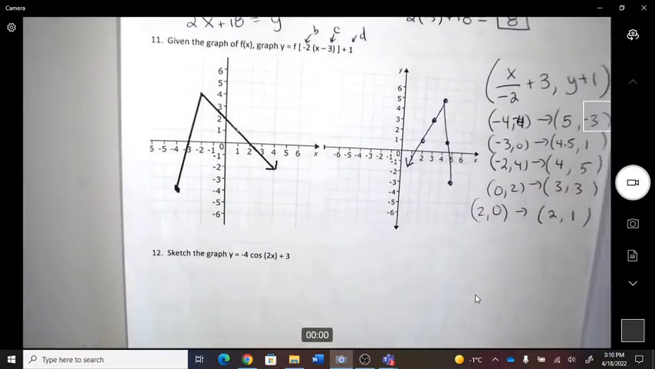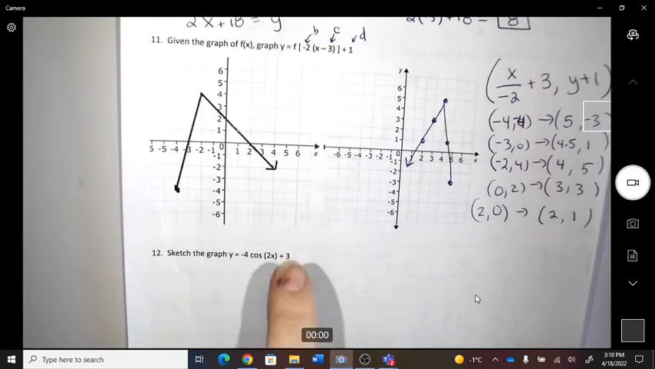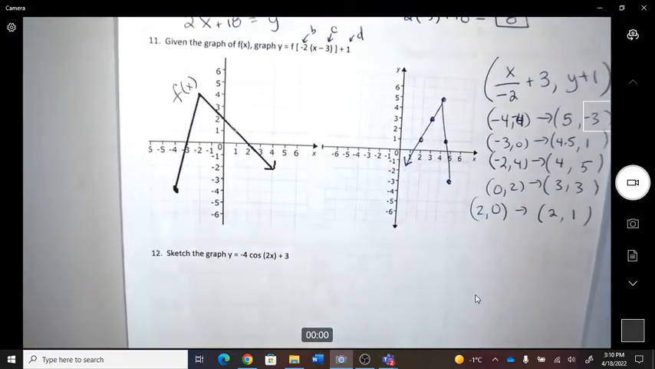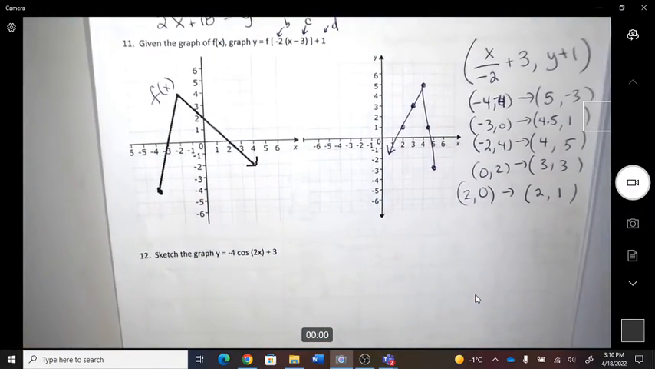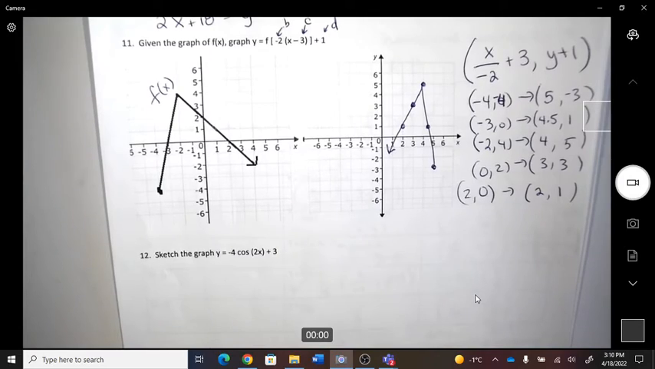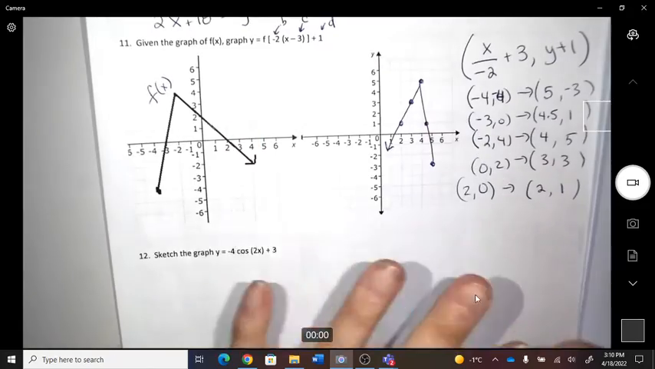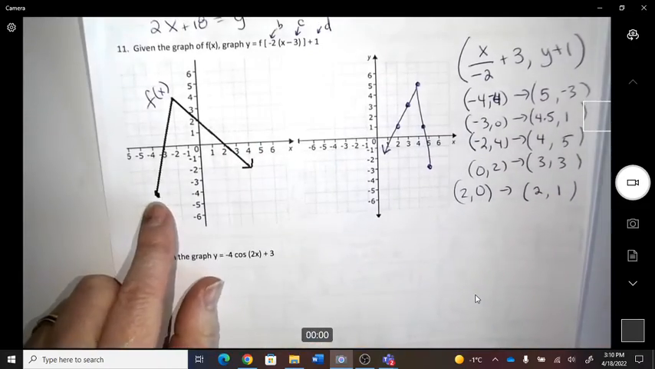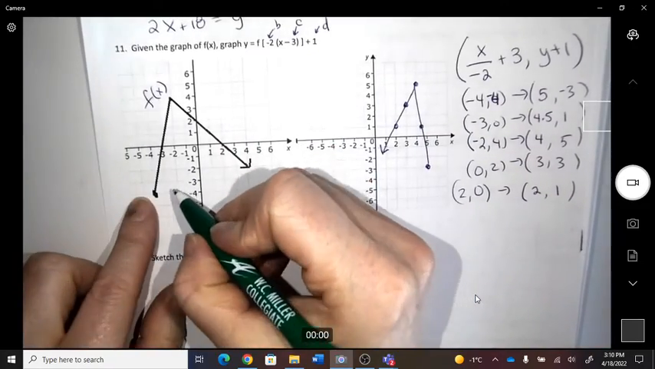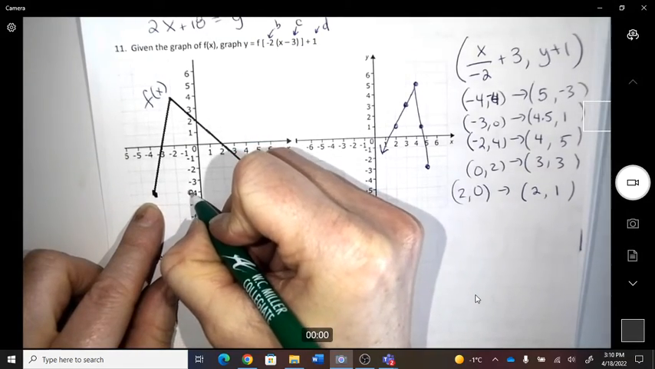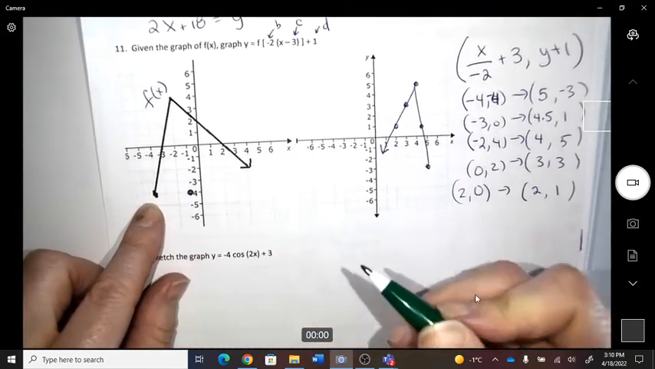I feel like I want to do one more with you. Okay, so pretend that this is f of x. I'm going to give you another drawing and you have to figure out the equation. So it has nothing to do with this question. We were done that question. So pretend that you have a point right there.